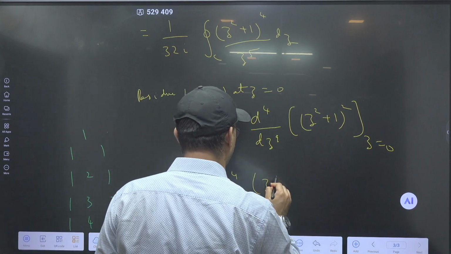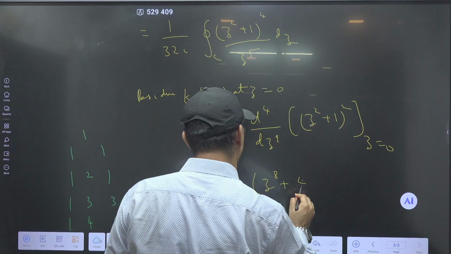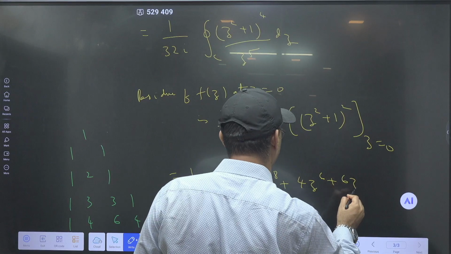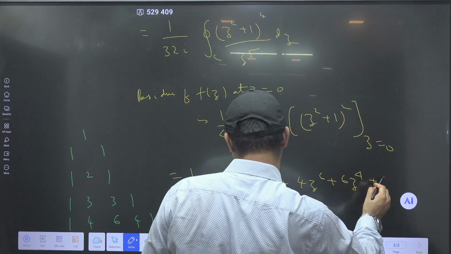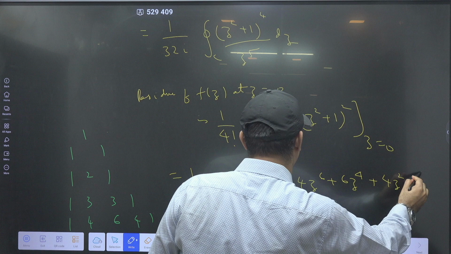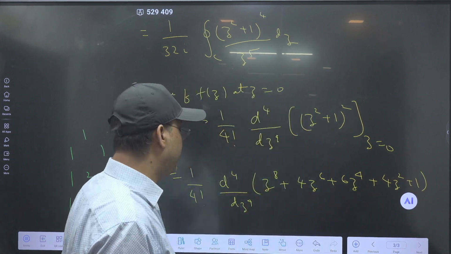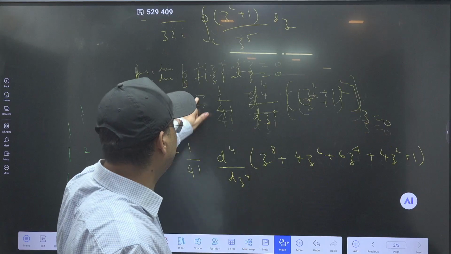So this is z to the power 8 plus 4 z to the power 6 plus 6 z to the power 4 plus 4 z square plus 1. This is how you can find this value, and you have to find that z is equal to 0.